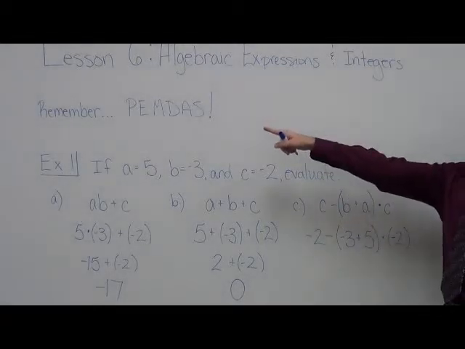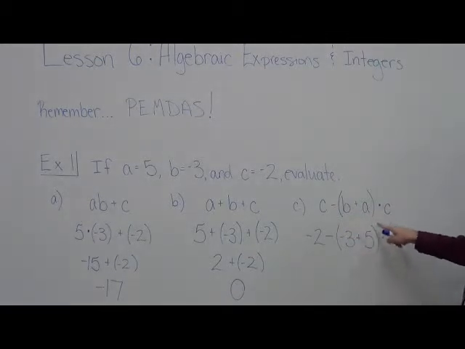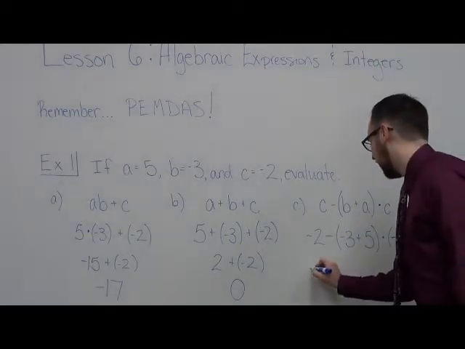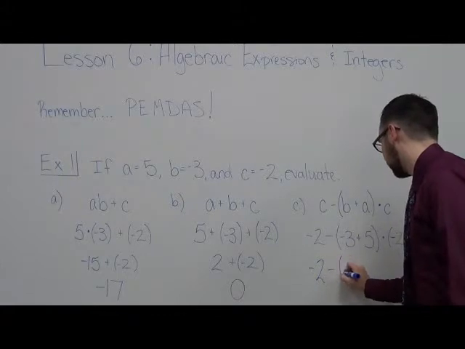So order of operations tells us to do parentheses first. So we're going to do -3 plus 5 first. Everything else is just going to get recopied.